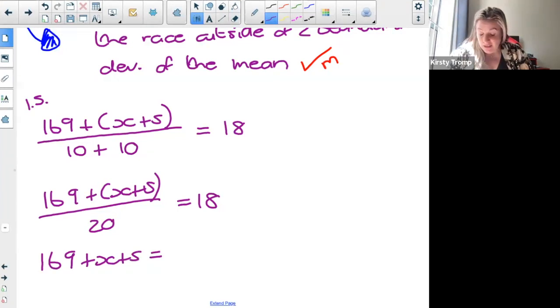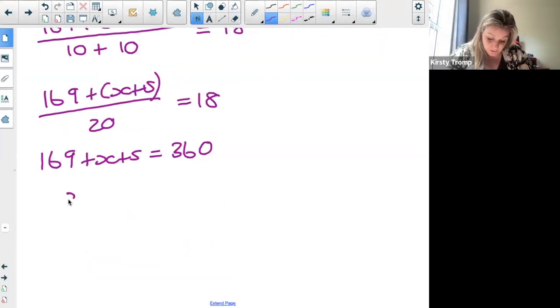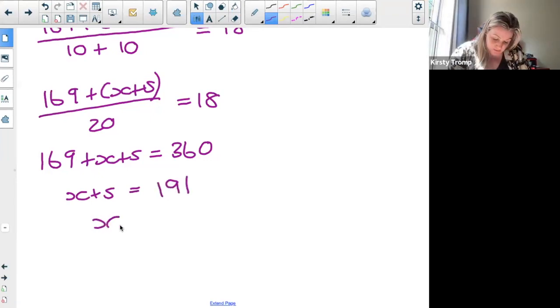20 times 18 will give me, what, 360. Right, I'm going to take that over. Equals, well, let me break out my calculator here. Thought my brain could do it with no calculator, but I'm going to give in. Okay, minus 169, 191. X is going to give me 186.